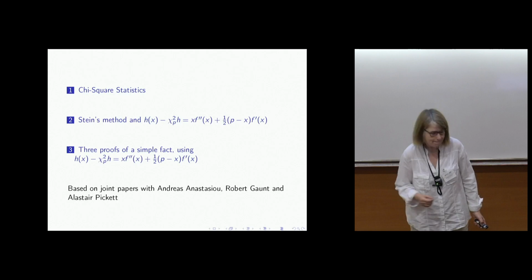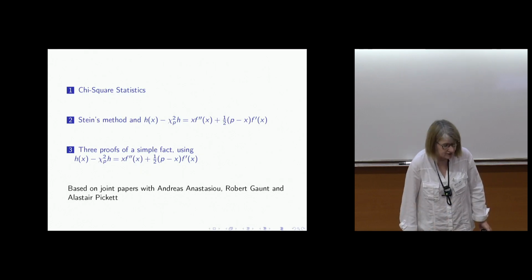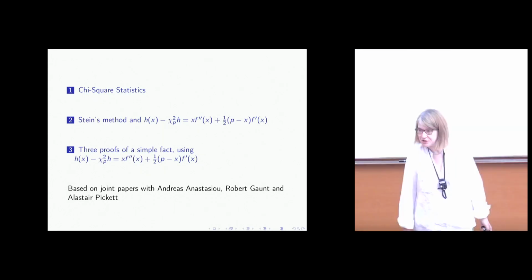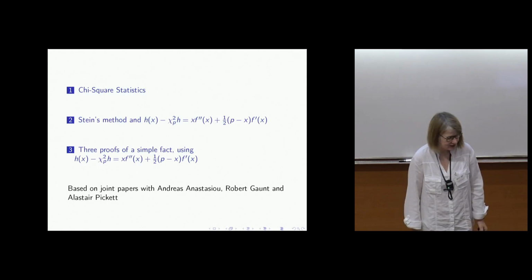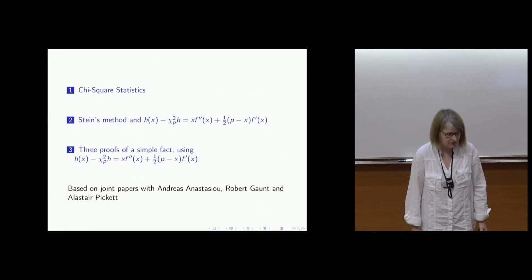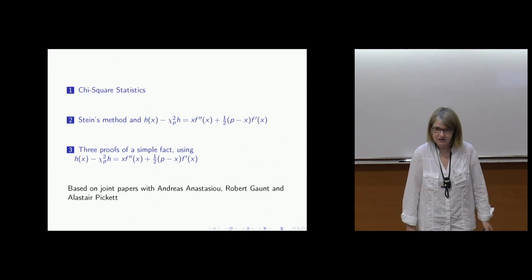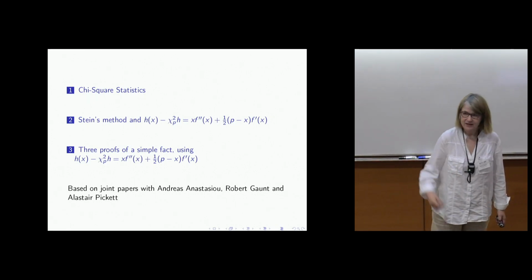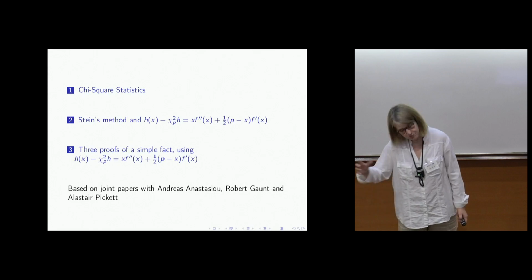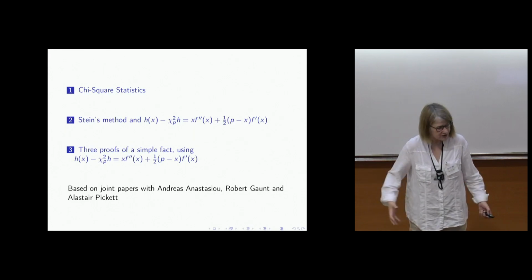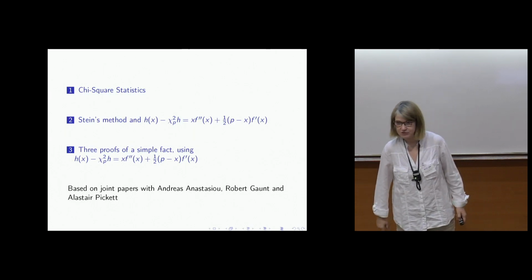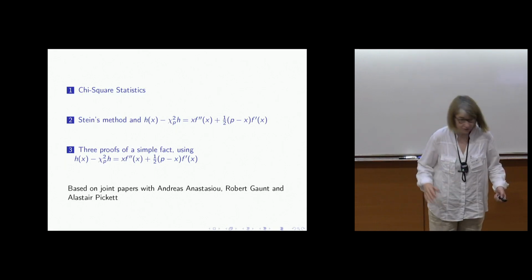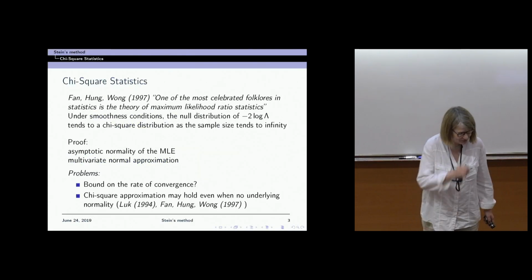This started with a question by Persi Diaconis in 2000 about chi-square approximation, and then Alastair Pickett did a doctoral dissertation on it. Robert Gaunt helped to tidy it up, and with Andreas, we finally put in the part that we actually get chi-square approximations for Wilks' theorem, which is the pinnacle, in my view.